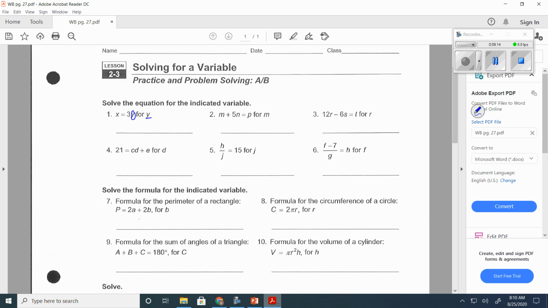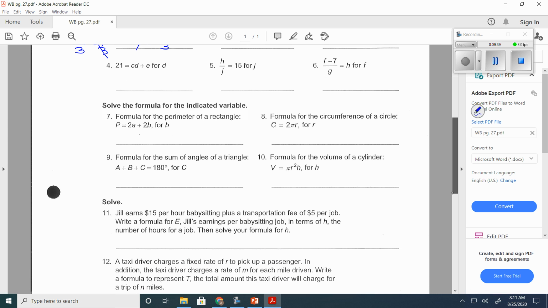I want to get the y by itself. So x equals 3y. Y is being multiplied times 3. So we're going to divide both sides by 3. On the right side, 3 divided by 3 is 1. So 1y, we can just write y. And we have solved for y. So y equals x divided by 3. And you're going to do the same thing there, 1 through 6.